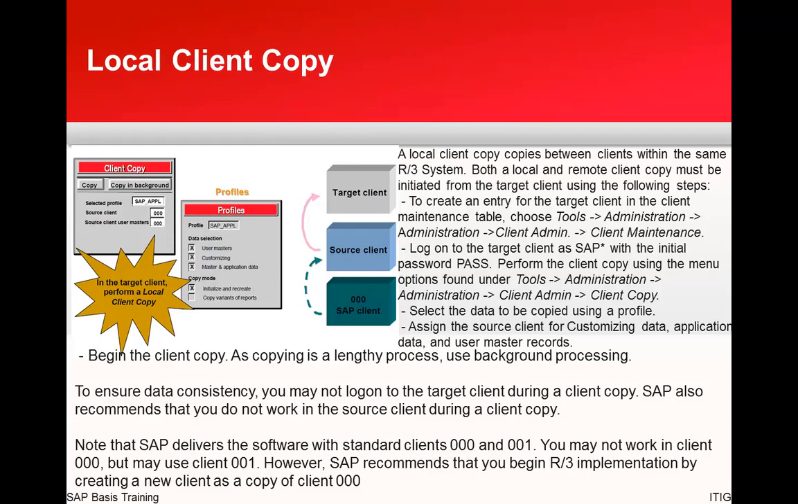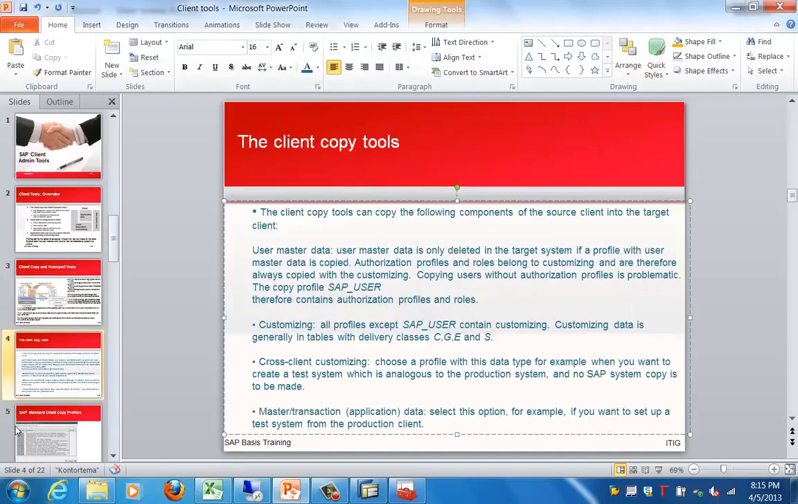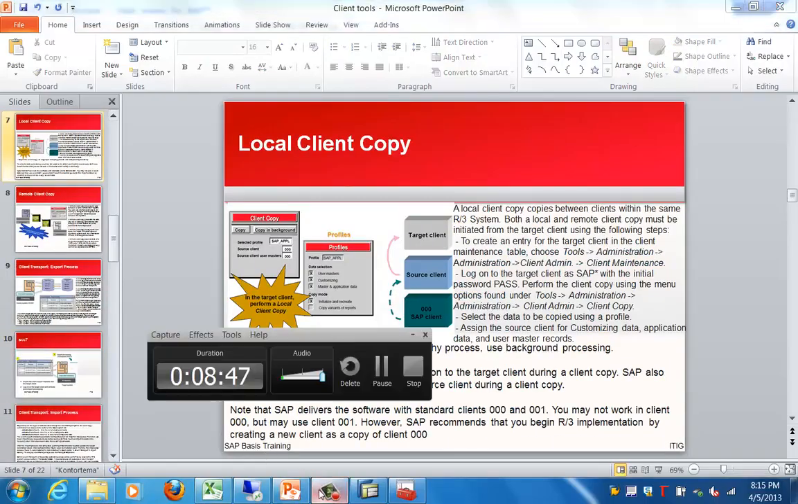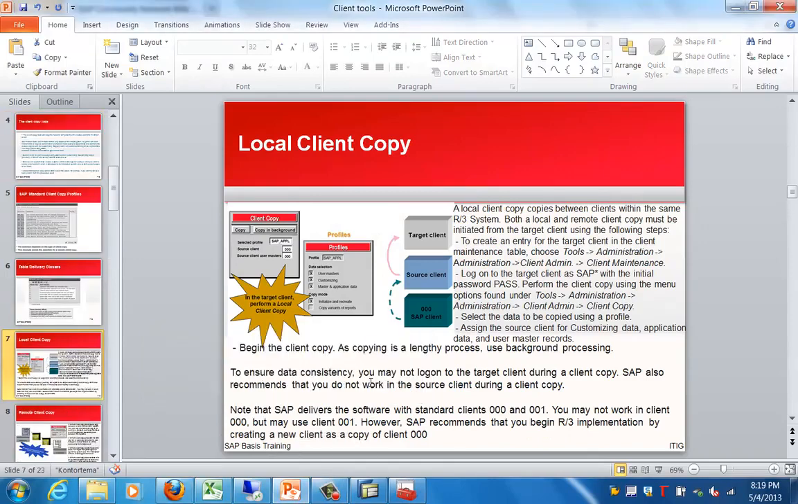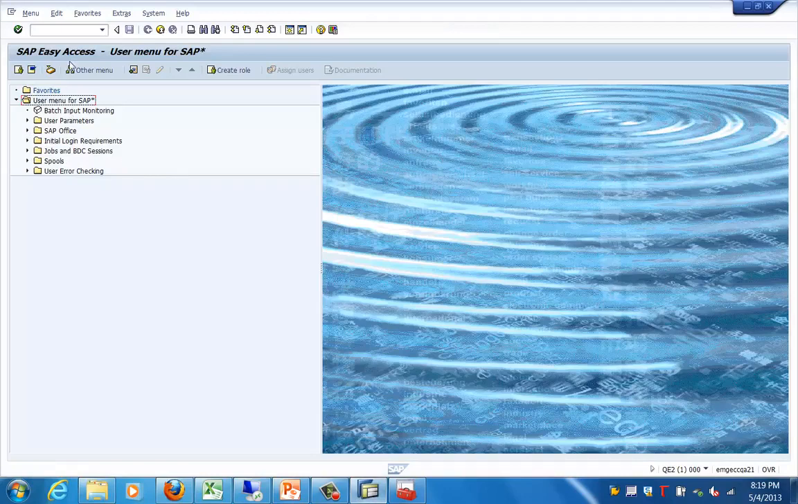Okay, so basically this is for building a client within the system. Say for example you have a client, say 000, and you want to build a client, say 560 or some other client, any other client, could be 001, 002. Okay, so let's see in the system how it looks.